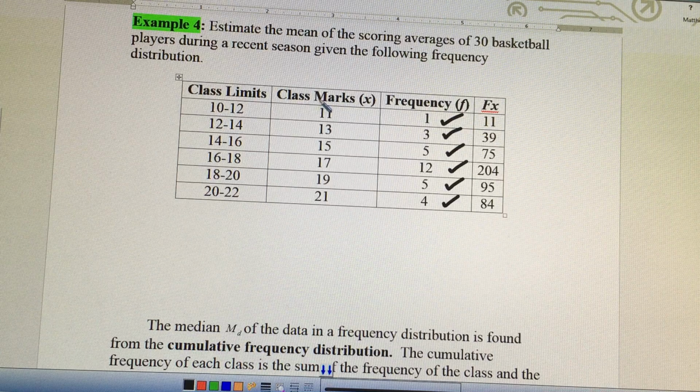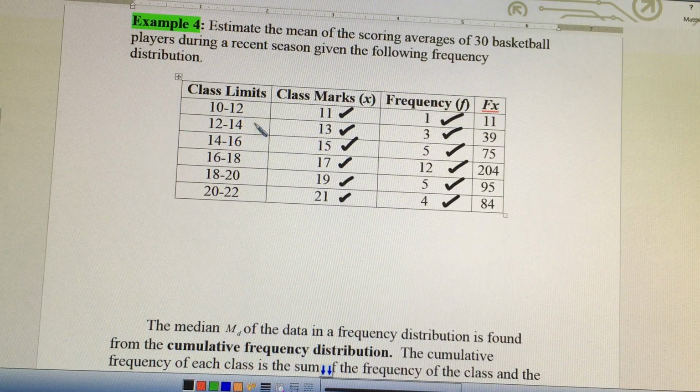So what you're going to see right here is the second column, called class marks. Class marks is the middle of all of these groups. So in the middle of 10 and 12 is where we got the 11. In the middle of 12 and 14 is 13. In the middle of 14 and 16 is 15, and so on. That's where we got the 17, 19, and 21 for these different categories. So since we don't know the actual numbers, we have to use a different method to find some of the things that they're asking us for.